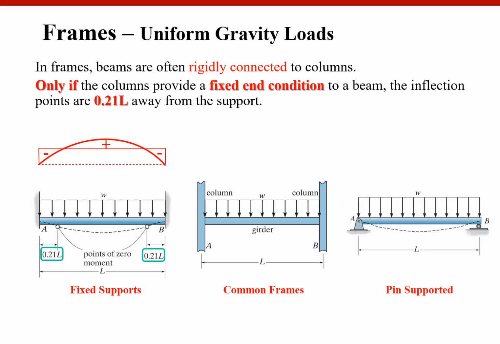Another extreme is pin supported. If your columns are so flexible, then the rotational restraint provided by the column is very, very limited. So in that case, you may consider it as pin support. In that case, your bending moment diagram shows like this. From the beginning of the beam to the end of the beam, there is no negative bending moment.